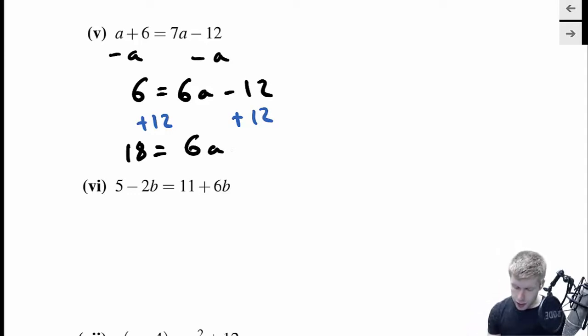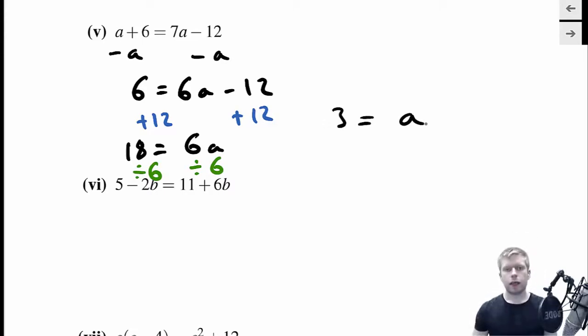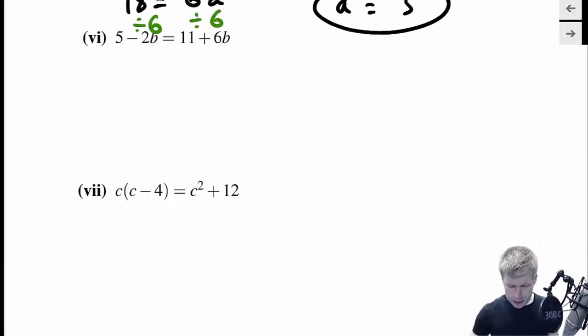So now what I need to do is get rid of this 6. So my chain tells me I should divide both sides by 6. If I divide both sides by 6, on the left-hand side, I'm left with 3, and on the right-hand side, I'm just left with an a. And then just for argument's sake, I'm going to write this as a equals 3, because to my mind that looks nicer. It's much nicer to say a equals 3 than 3 equals a, but hey, whatever you fancy. Now let's have a look at the next one.